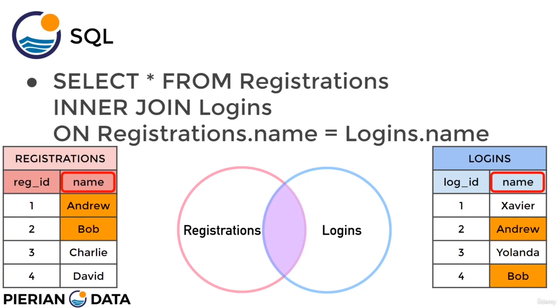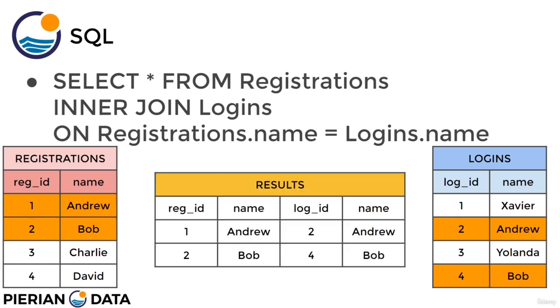So then we look at, well, where do we have a match in both tables? And that happens to be Andrew and Bob. And so we said select all the columns from these. That includes the registration ID column as well as the login ID column. So we have these 4 columns, we have the matches, and we join them together to see this result. So this is selecting all the columns from the result of registrations inner joined with logins on the name column. Okay, and that's it. That's an inner join.